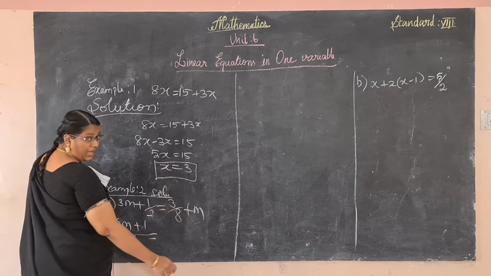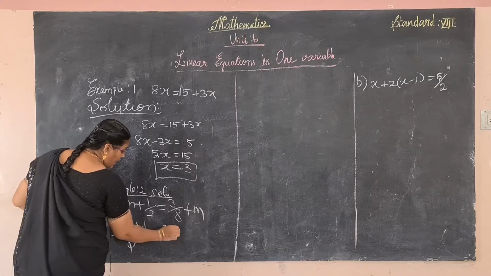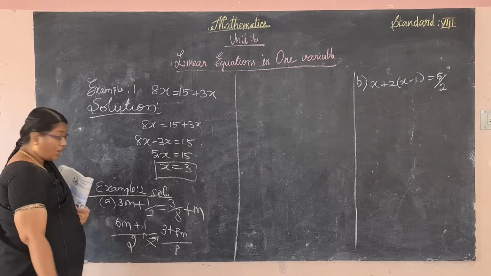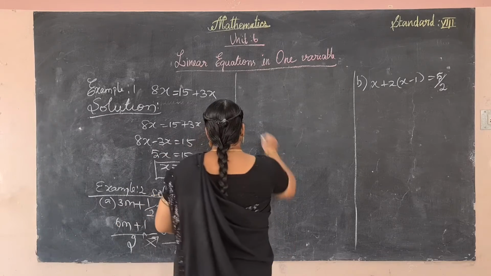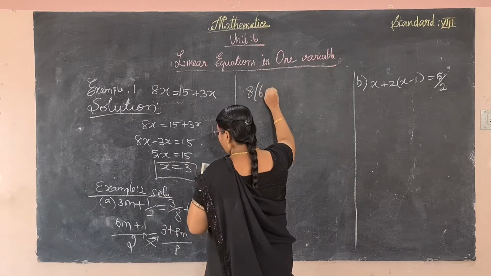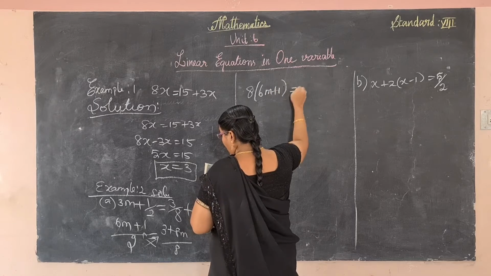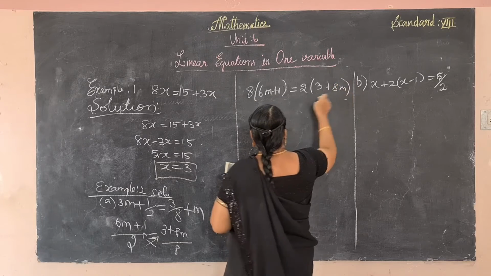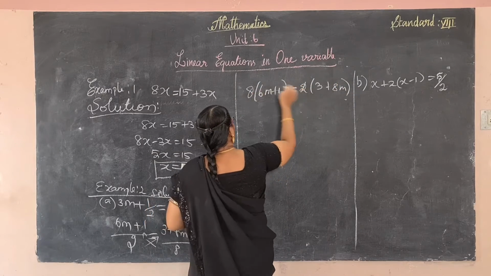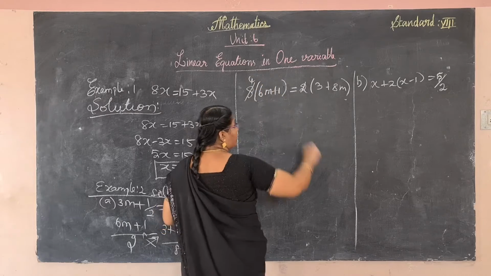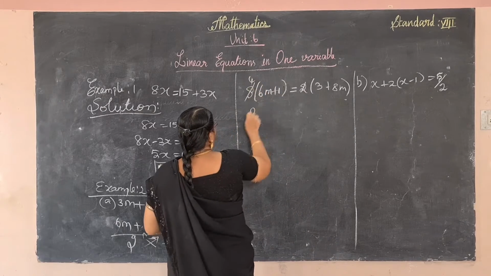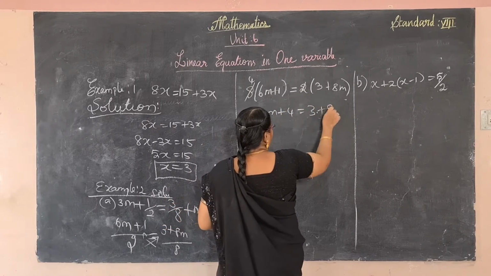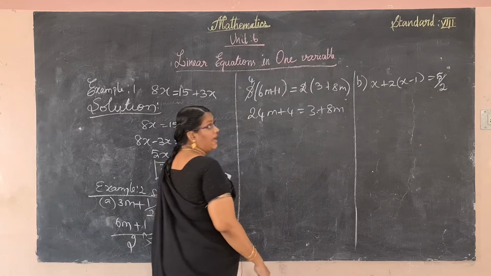Here the LCM is 8. So 3 plus 8m by 8. Now cross multiply. So 8 into 6m plus 1 is equal to 2 into 3 plus 8m. We cancel, 2 4s are 8, so 4 times. Now multiply each term by 4. So 6 4s are 24m plus 4, equal to 3 plus 8m. Arrange the like terms.